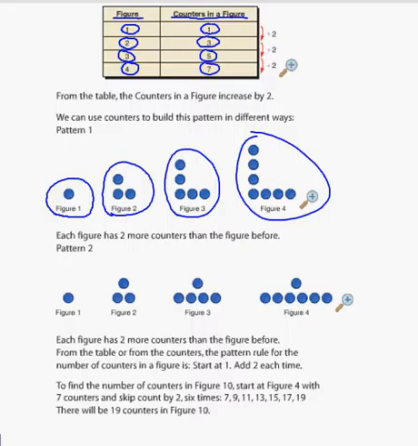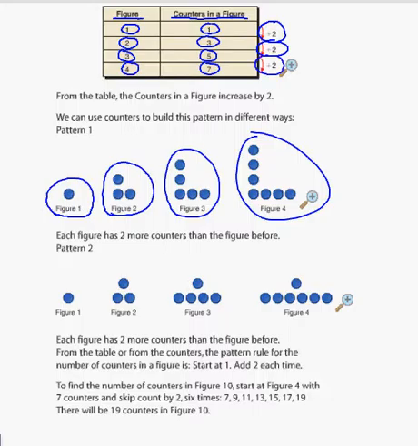Now, how do we use the chart to help us figure out the pattern? Well, looking at the numbers, if we're looking at figure 1, it's got one counter. So it's like we're starting at 1, right? Our first number is number 1. And then it goes up by 2. So if you take a look here, you can see 1 plus 2 is 3. And then if you've got 3 plus 2, you're going to get 5. And then you've got 5 plus 2, you're going to get 7.